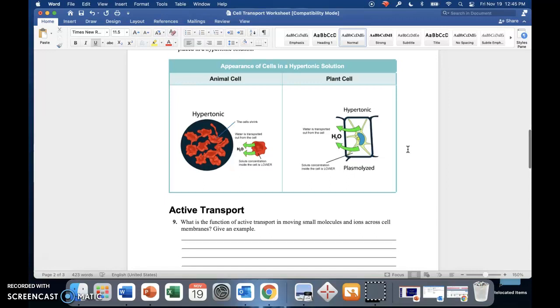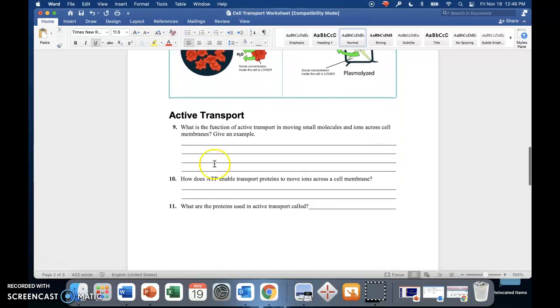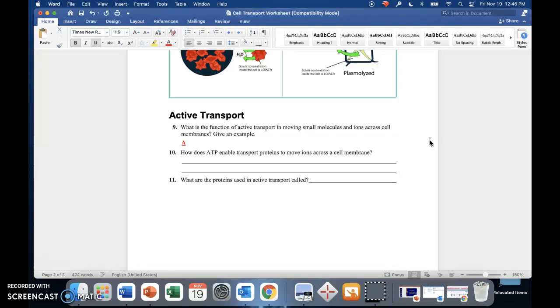Okay, so now let's move on to active transport. What is the function of active transport in moving small molecules and ions across the cell membrane? Why is this so important to do? This allows movement of materials against the gradient, which is what we talked about in class.